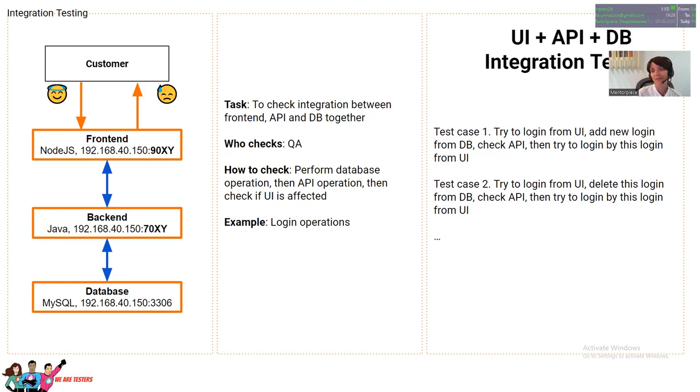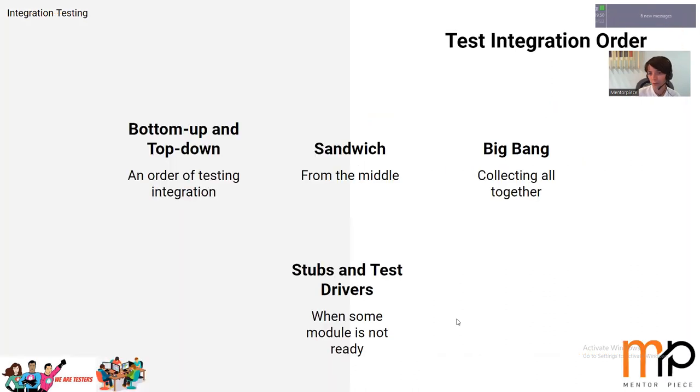And the other situation, from the front end to the database, is when the front end is ready and other modules are not ready, or the front end is, for example, more important for the customers, and they decided to start from front end and back end integration testing. So the integration testing could be from the bottom to the top or from the top to the bottom. But that's not all. What is sandwich?